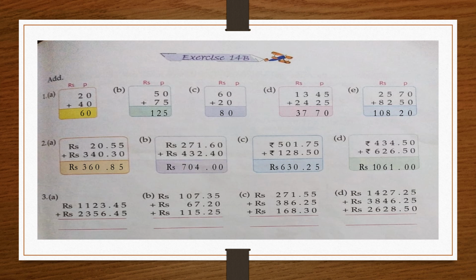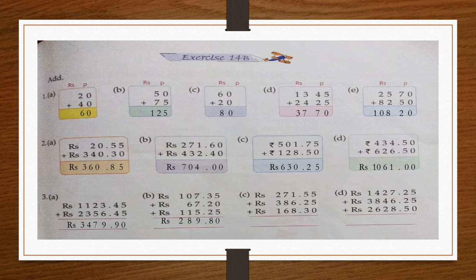Now children, third A part, do this addition. You will find the answer 3479 rupees 90 paisa. The way you add, children, the same way you have to add here. Only keep in your mind that the point should be on the same line. After 2 digits from the right, you have to keep the point. Now the next also the same way: 107 rupees 35 paisa, 67 rupees 20 paisa, 115 rupees 25 paisa. When you add, you will get 289 rupees 80 paisa.